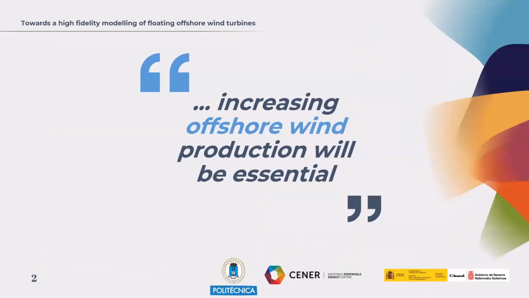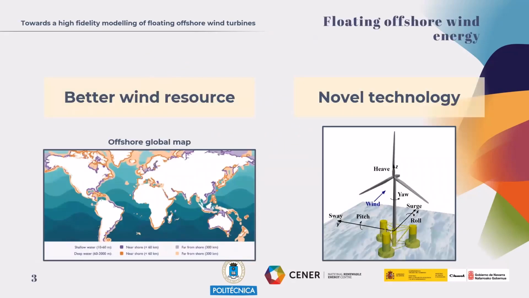So in terms of the European Green Deal, increasing the offshore wind energy production will be essential to face the climate change issues. But what is offshore energy? Offshore wind energy is the one generated by the wind turbines that are located in our seas. Why go to the seas? Because we have better wind resources and also more capacity of installation. But our coasts are too deep, so we need to use floating offshore wind turbines, which are a novel technology, which is represented in the image.